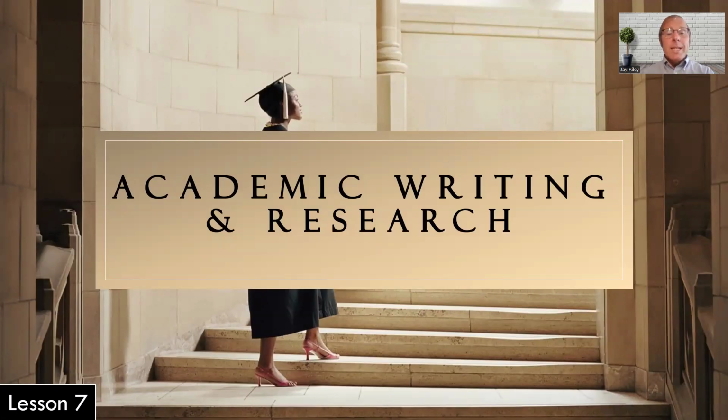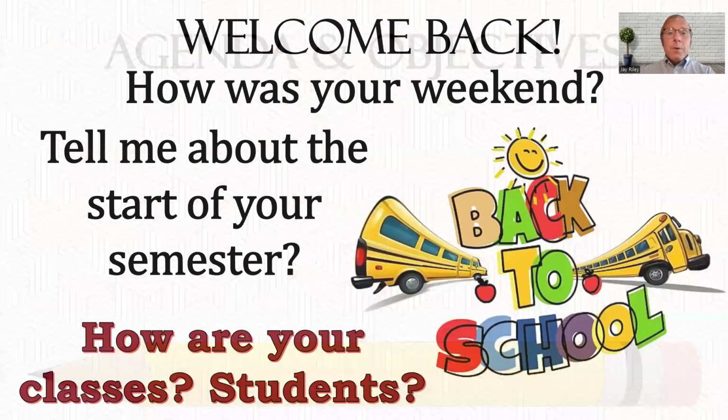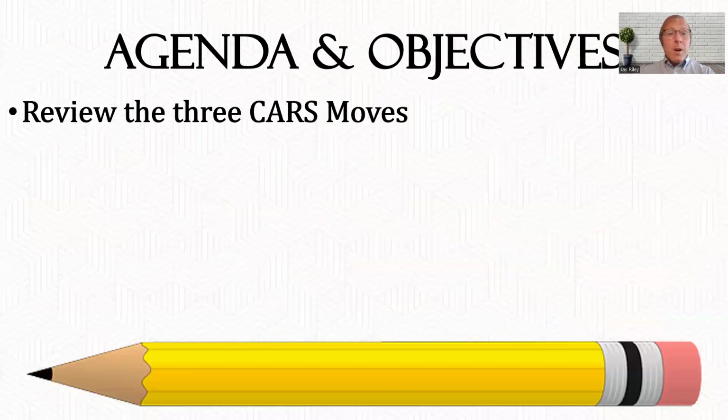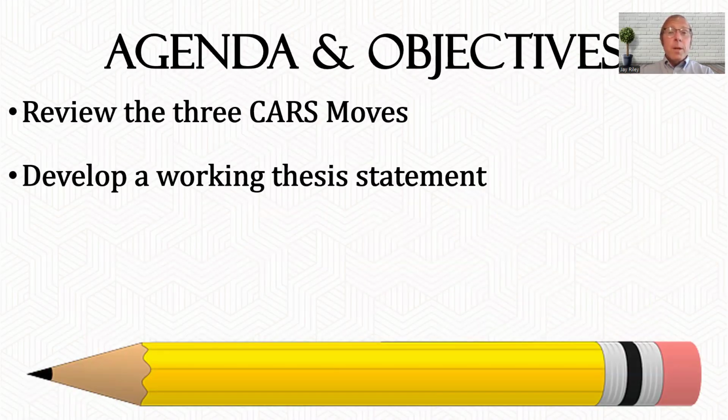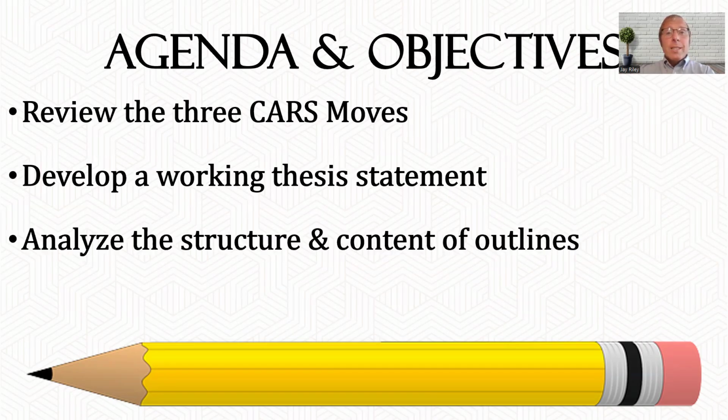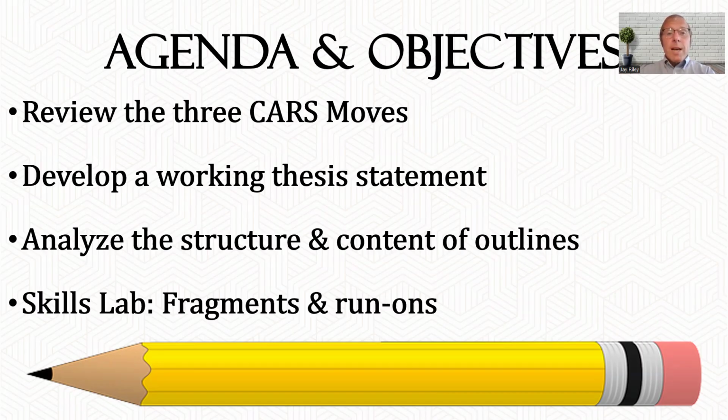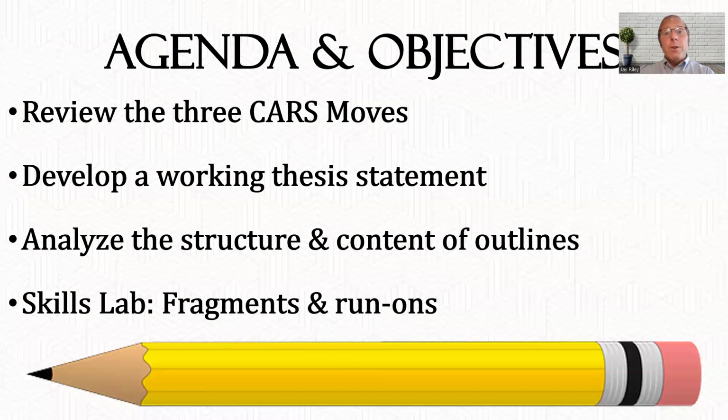Today we're going to continue with Lesson 7 in our academic writing course, and we're going to be talking about outlining our research article. So today we're going to review the 3 moves in CARS. We're going to talk about developing a working thesis statement. We're going to talk about the structure and the content of academic outlines. And finally, we're going to finish up with a skills lab where we're going to talk about sentence fragments and run-on sentences and how we can correct them.